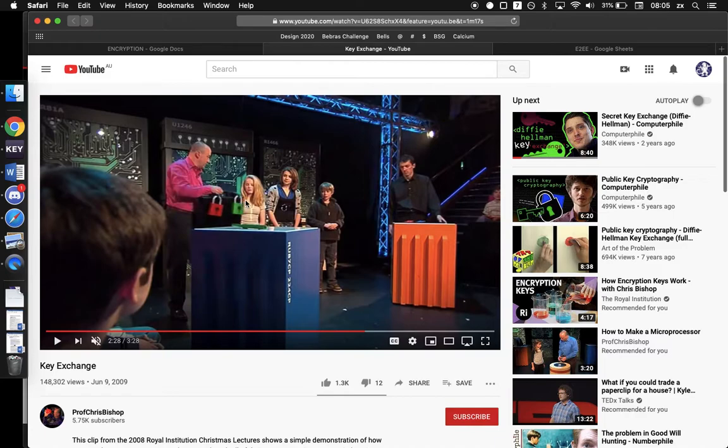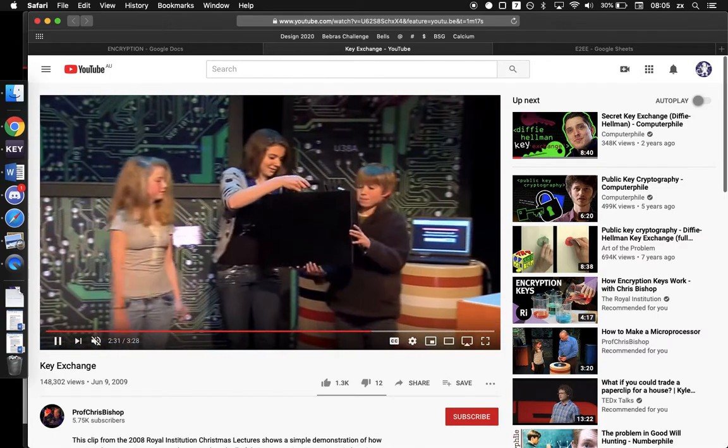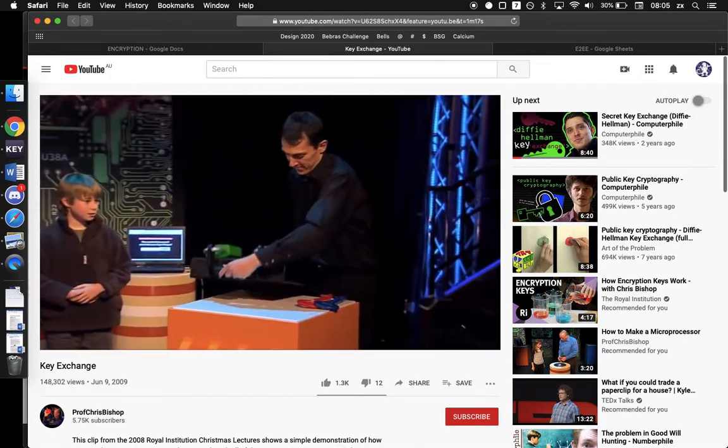So you can see that those three people, the carrier service, the people who are sending and receiving these messages, or maybe that girl in the middle, who might just be listening in on the carrier service, can't see the key. They can't get into it because the padlock has locked the box.